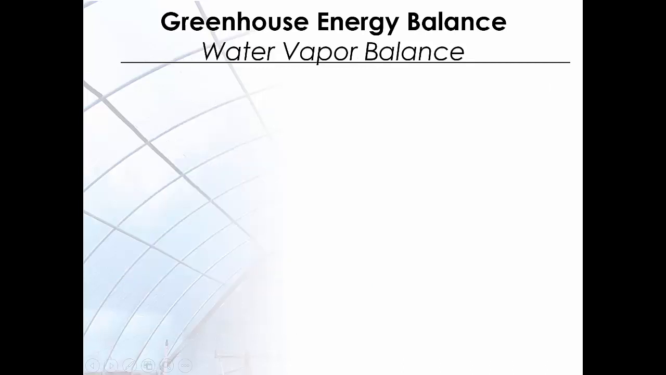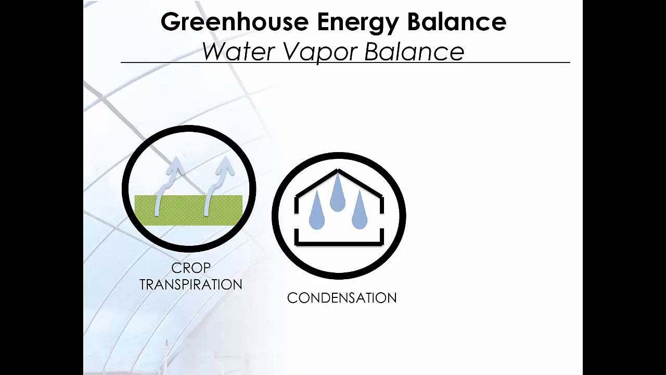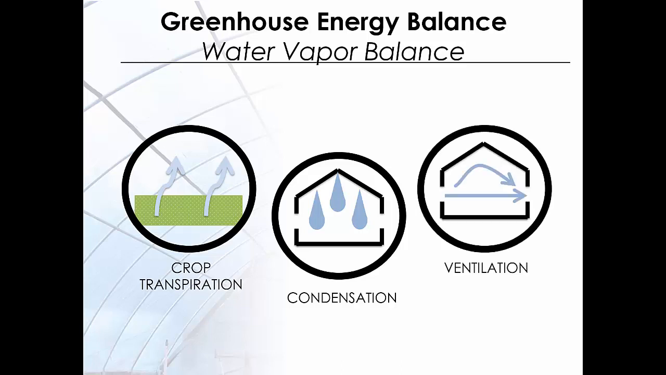Now let's look at water vapor balance. In the case of water vapor, the following components are of interest for us: crop transpiration, condensation, and ventilation. Water has a huge bearing on environmental conditions inside a greenhouse, which makes the water vapor balance an important consideration. Water heating and evaporation require a relatively high amount of energy that is taken from the surroundings within the greenhouse, making it necessary to quantify and analyze.